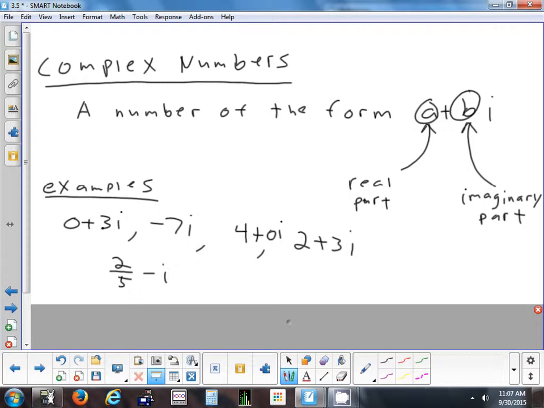What's your imaginary part here? Negative what? Just negative 1. The real part and imaginary part are just numbers. The i is next to the number to tell you which part is imaginary. In this case, there was no number, but you could write it in if you want: negative 1i. So imaginary part, negative 1. Any questions on that?